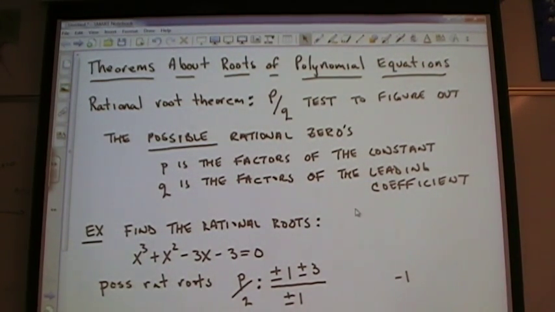Can there be more than one answer? Yeah. We could have had up to 3 of those work. There are 4, why not all 4? Because there's only 3 zeros. So what's the point of doing the possible rational roots? To give you an idea of what to plug into the table. You're not just plugging in random numbers.